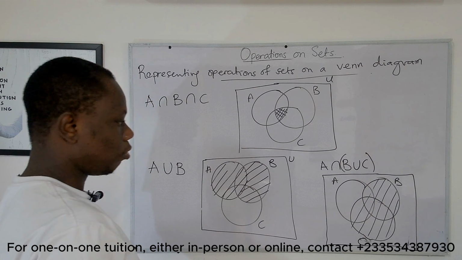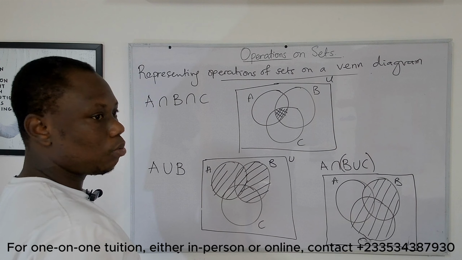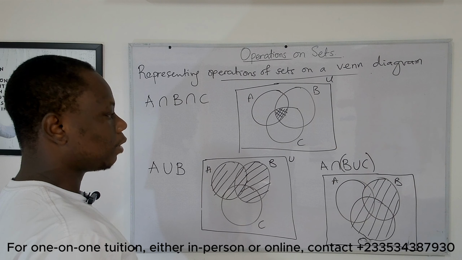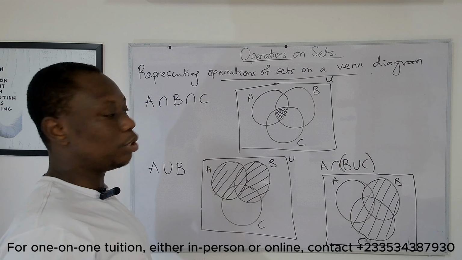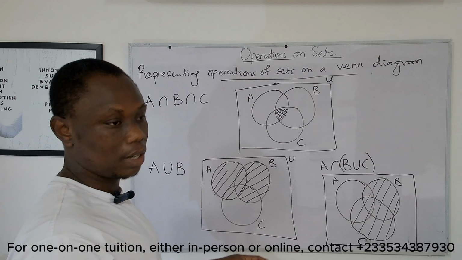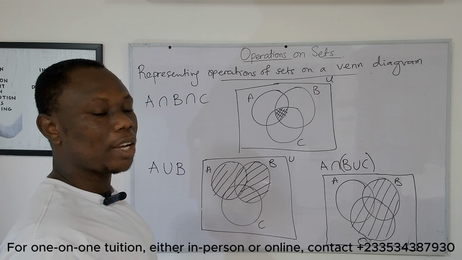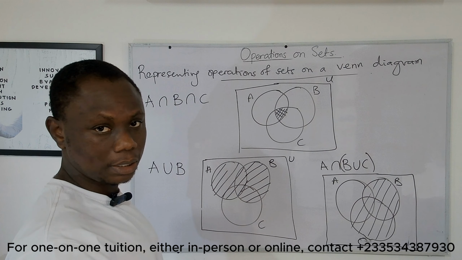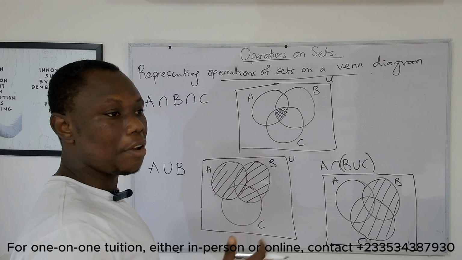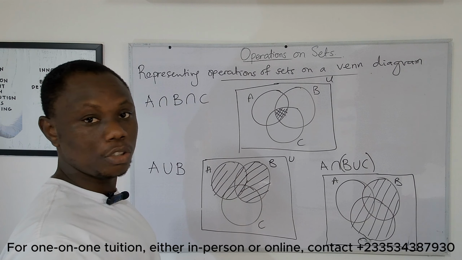B union C. Okay, so when we are done with B union C, then we are looking at A intersection B union C. So we do the bracket first, right? So B union C, we have it. Now what can we find in A and can also find in B union C? What can we find in A and can also find in B union C?